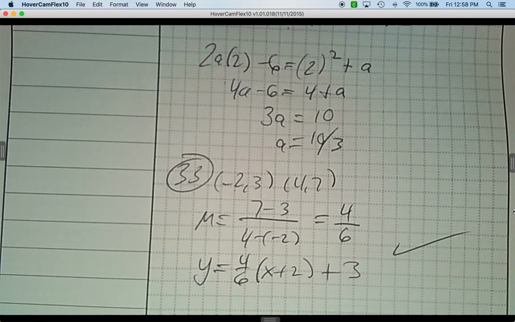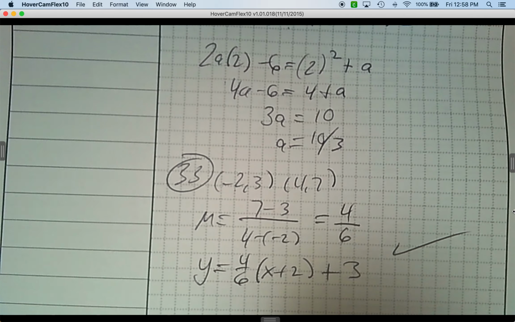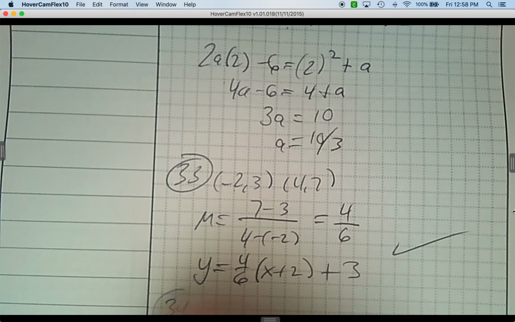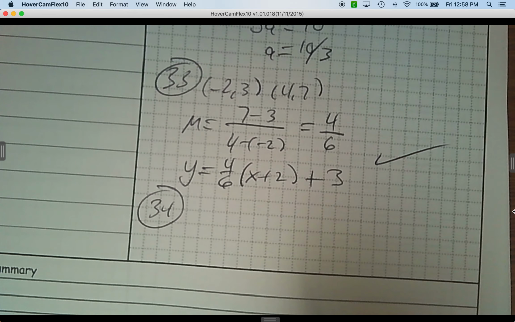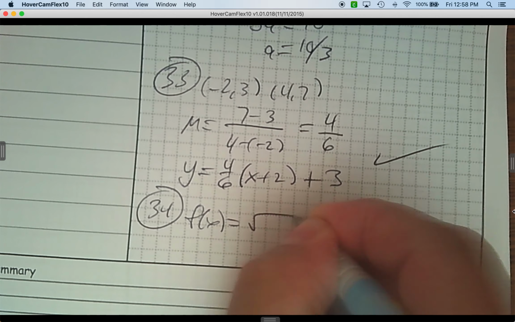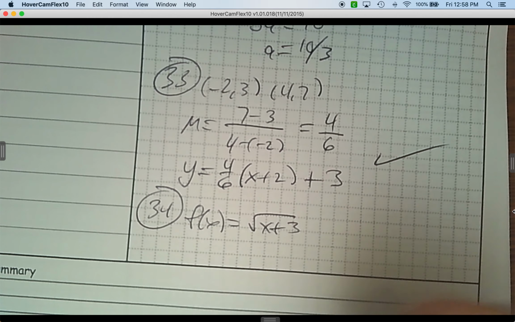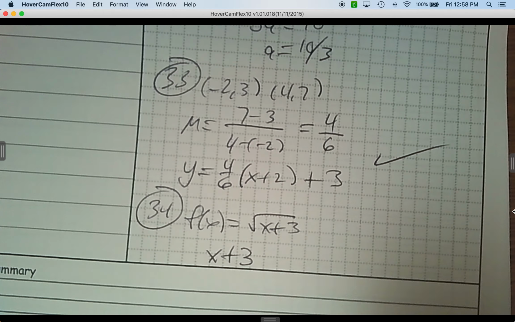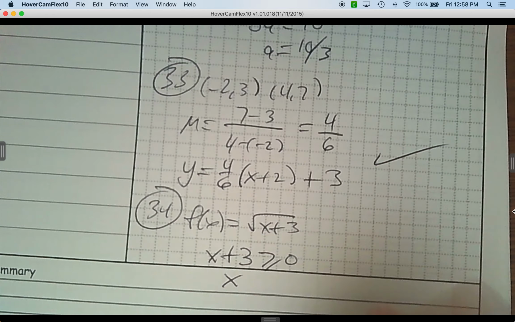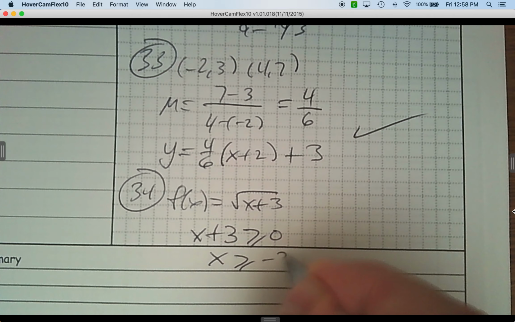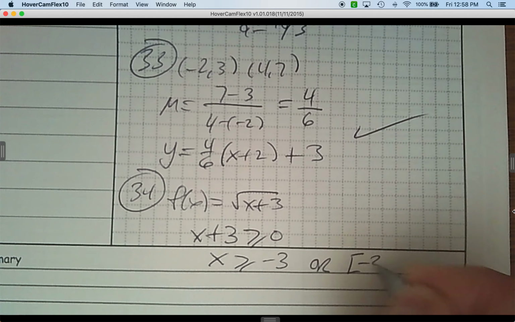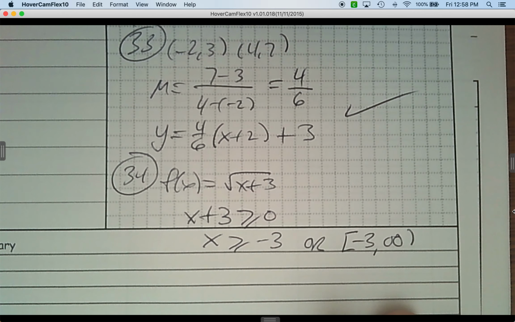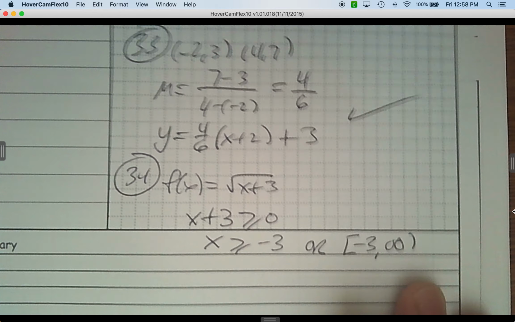34. In 34, the domain. Well, we know that what's underneath the square root sign must be greater than or equal to 0. So if I got x by itself, I would subtract 3. So that's a good answer. Or you can write down from -3 to infinity, which is even prettier in some ways. But both are right.